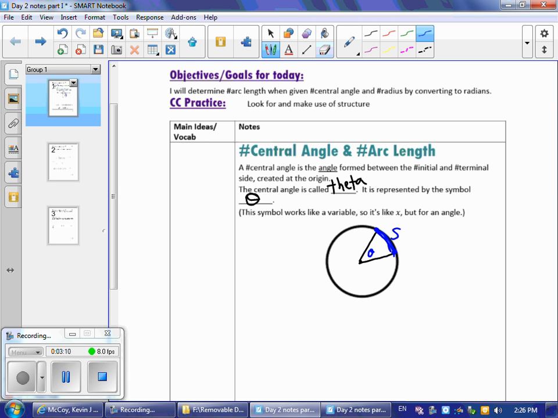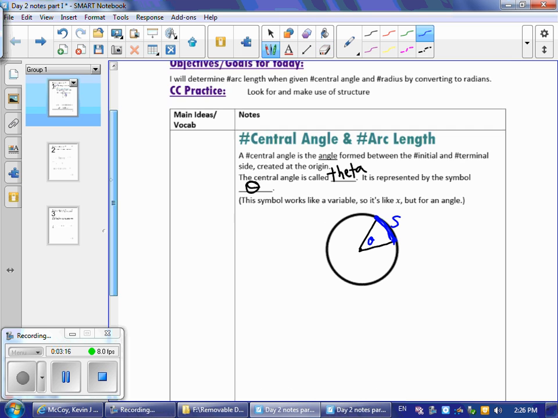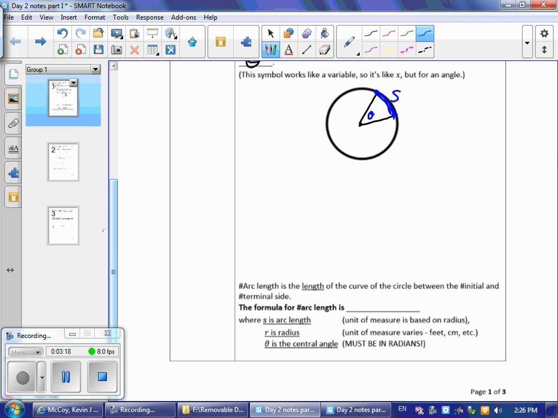In order to actually find the arc, it's a pretty simple formula. The arc is the length of the curve around the circle between an initial and a terminal side. And we've talked about initial and terminal sides already. So the formula for the arc length is S equals R times theta.